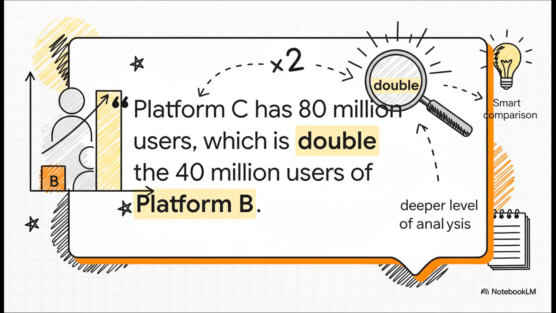And to finish it off, step 4, our second key feature. Now, we don't just list the other numbers. We do something smarter. We make a comparison. So we'd say Platform C has the second highest engagement with 80 million users, which is double the 40 million users recorded by Platform B. See that comparison? Mentioning it's double, that shows some real analysis.